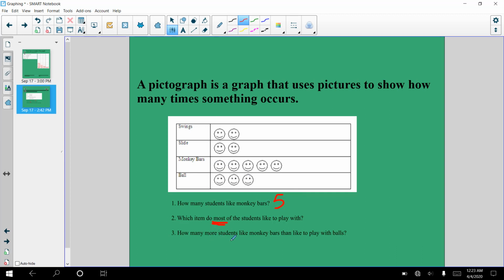Number 3. How many more students like monkey bars than like to play with the ball? Then it means I will subtract. How many students like monkey bars? The students who like monkey bars are 5. And the students who play with the ball are 3. So I will subtract 3 from 5. So 5 minus 3 is equal to 2. Excellent.